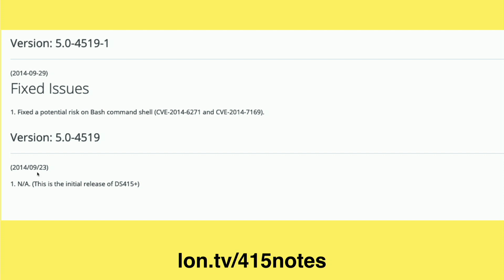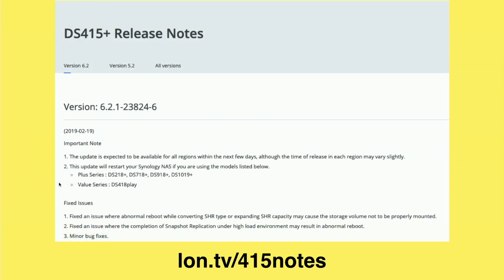Now, on screen right here are the release notes for my Synology 415 Plus. You can see that the first release of the operating system for that device is 5.0-4519 from September of 2014, 5.5 years ago or so. And if we fast forward to today, the top of this page, and it's got a lot of stuff in between the bottom and the top, you can see that I just got an update about a week and a half or 2 weeks ago, which brought up to date the operating system with a few fixed issues, and sometimes you'll get a security update or something like that.